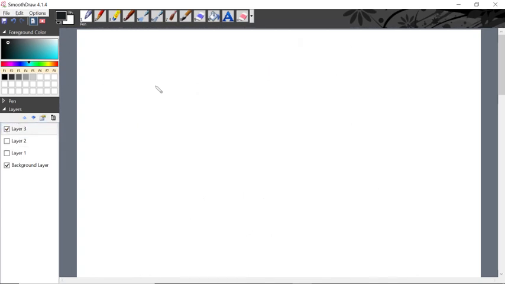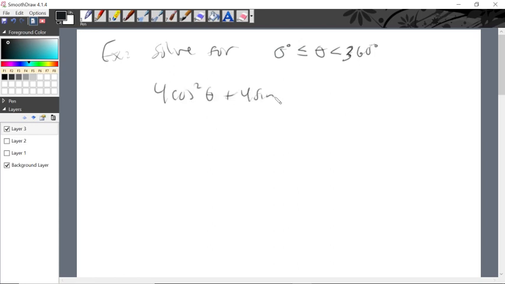Okay, let's try another one. Solve again for, well, let's go to degrees. 0 degrees is less than or equal to theta, which is less than 360 degrees. Okay, let's do this one for degrees. 4 cosine squared theta plus 4 sine theta is equal to 5.